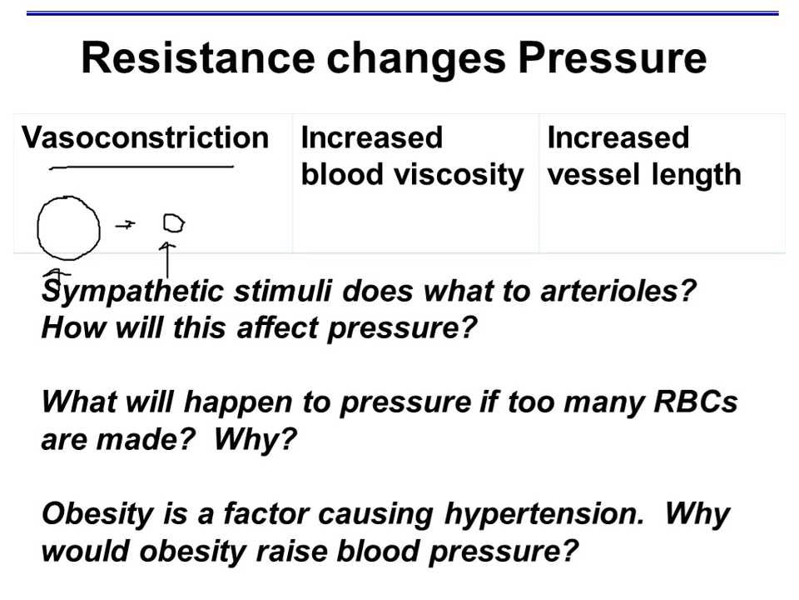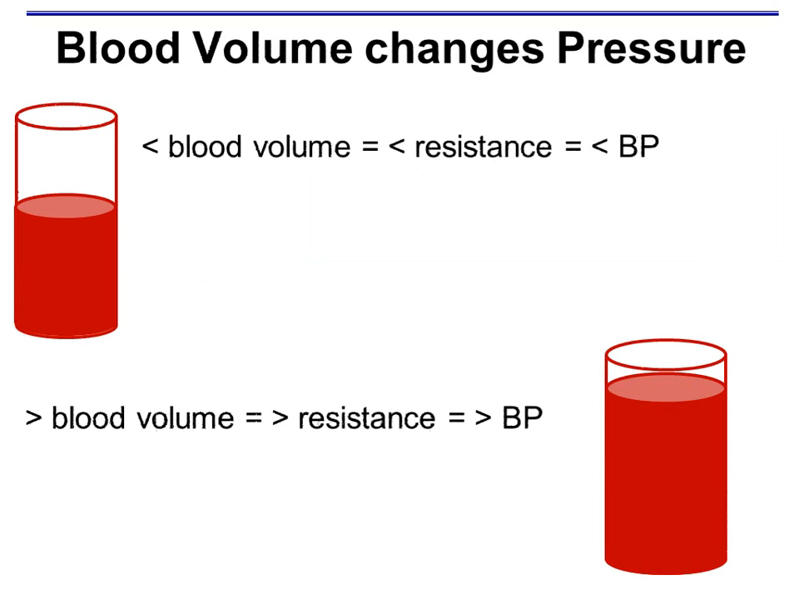And I just gave you the answer to this one as well. Obesity is a factor causing hypertension. So why is that? So here we go again. This concept of changing pressure. We can use stroke volume, we can use heart rate, we can vasoconstrict.